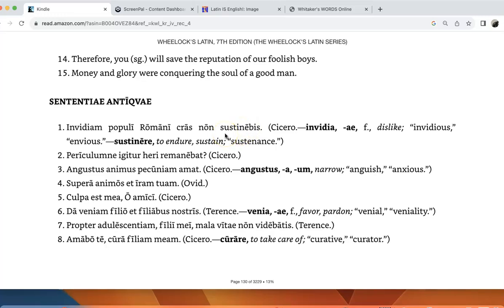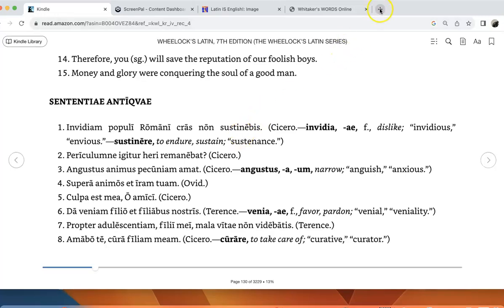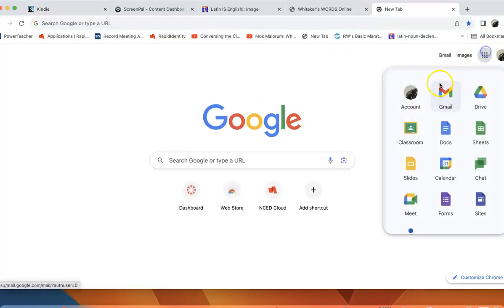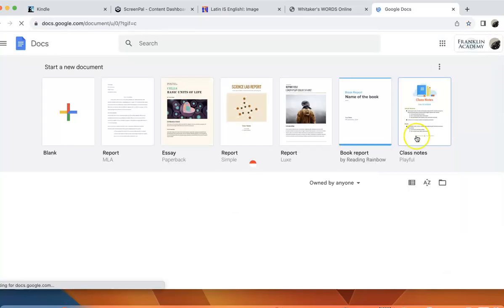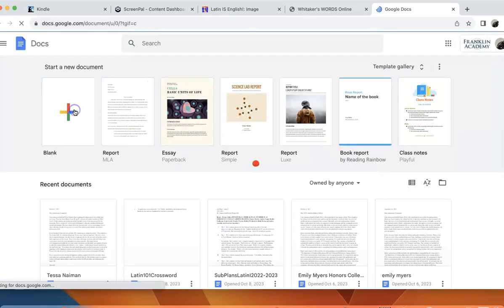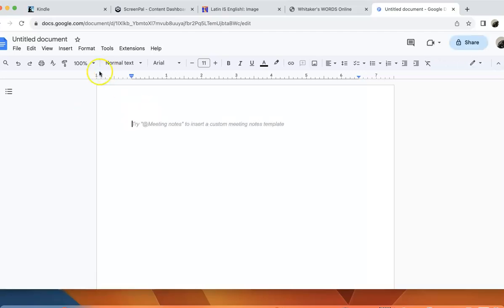So here we have a good example where the word order is closer to classical Latin. English, of course, we like to put the subject first. So let me go ahead and open up a document so we can start doing that for us here. Let's see here. There we go. We'll call this Latin 101, chapter 5. And we'll just call this number 1 for the sententiae antiquae.